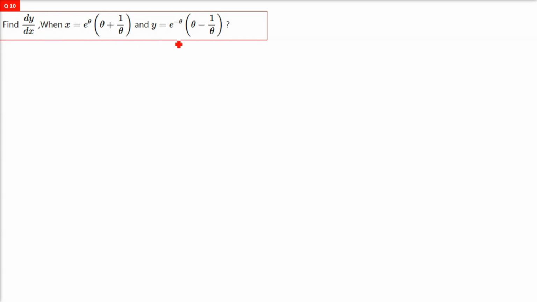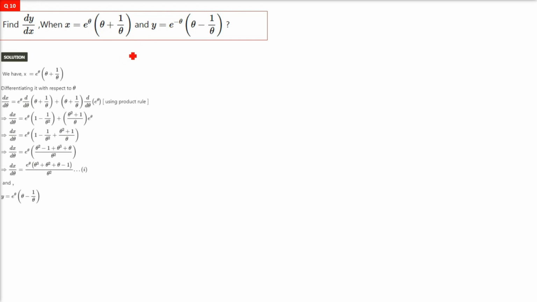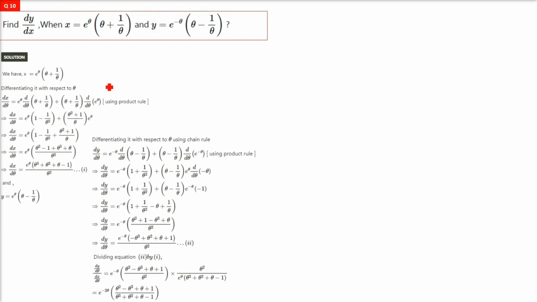Now dy by d theta, again we have in terms of theta, so dy by d theta, dx by d theta, like that. Okay. So let us do it. dx by d theta we are going to find out, and then dy by d theta, and then we'll divide them. So dx by d theta, so e to the power theta first, then we'll differentiate theta plus 1 by theta. So this is going to be 1 minus 1 by theta squared, because 1 by theta differentiation is negative 1 by theta squared. And then theta plus 1 by theta, differentiation of e to the power theta will be e to the power theta only. Okay. So can we resolve them?